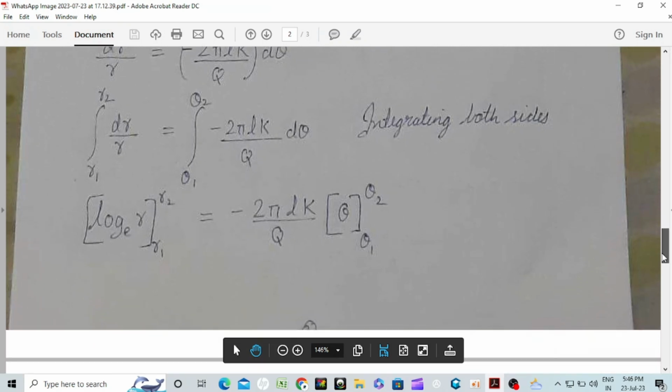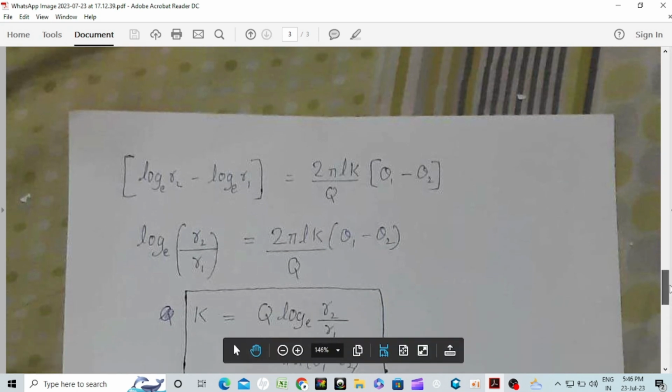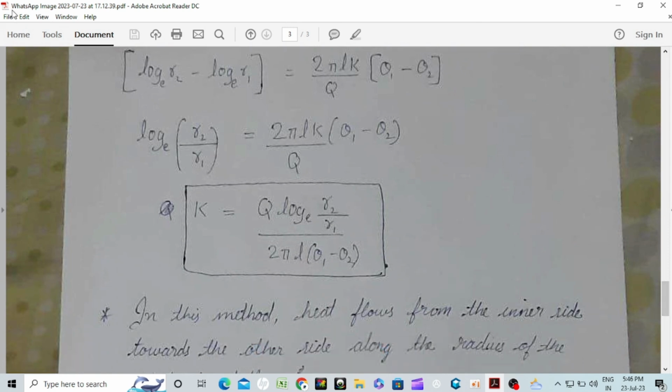Now in the next step we are going to put the limits. So we get log to the base e r2 minus log to the base e r1 is equal to 2 pi L K by Q times (theta 1 minus theta 2). Now this LHS is of the form log to the base e a minus log to the base e b, which is equal to log to the base e a by b. So this can be written as log to the base e r2 by r1.